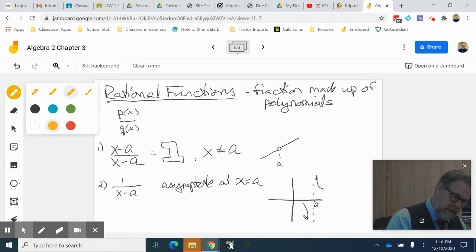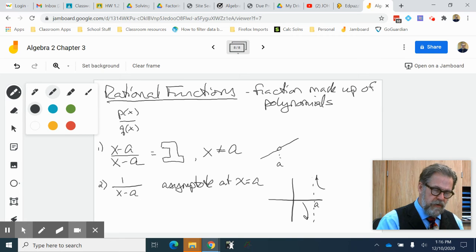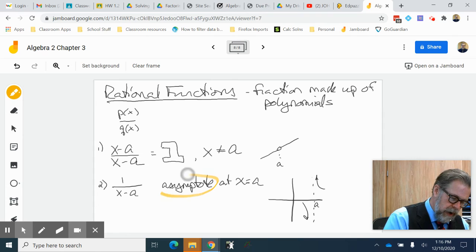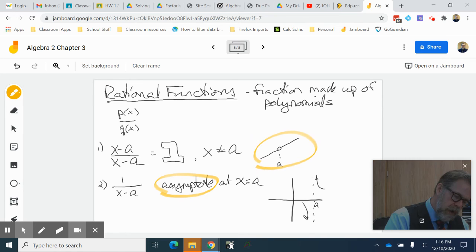Jot these down. It's fairly important as we move forward, and we're talking about graphs and we're talking about what happens to functions, that you know the difference between an asymptote versus a hole in the graph.